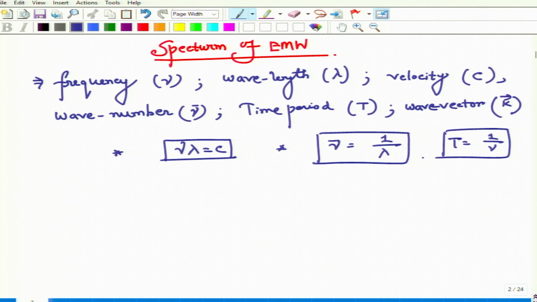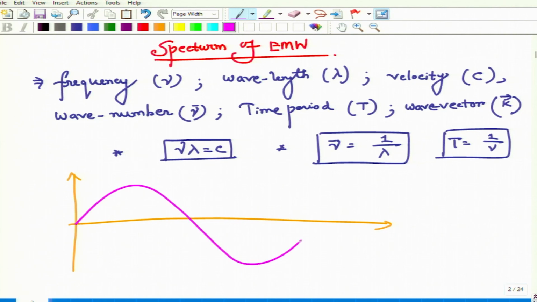What are the definitions of these things? Let me start with the frequency. Let me draw a wave first. This is just a wave, not an electromagnetic wave. We are considering any mechanical wave, not necessarily an electromagnetic wave.